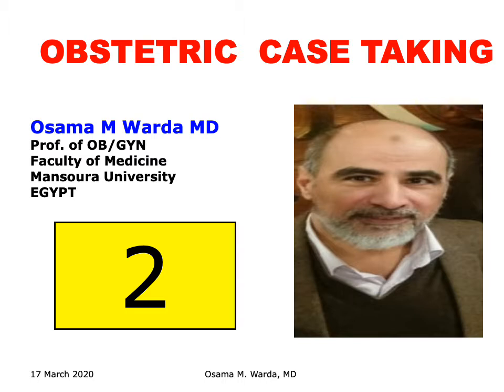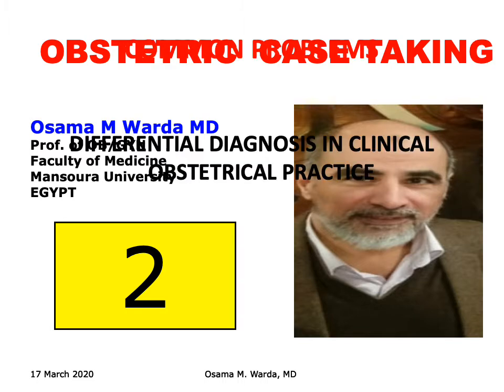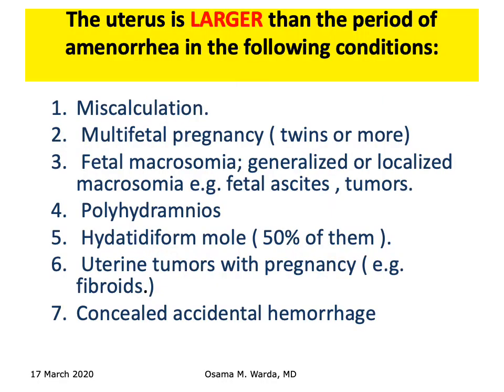Welcome to the second part of obstetric case taking, which is the common problems, differential diagnosis of common problems in obstetric case taking, and how to think with the underlying cause of any complaint. We start with the problem of the uterus larger than the period of amenorrhea. What are the underlying causes of the uterus larger than the period of amenorrhea?